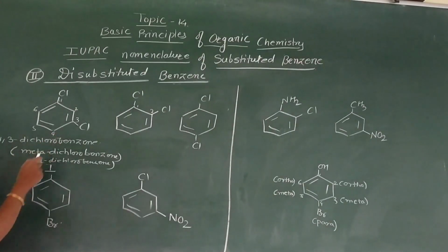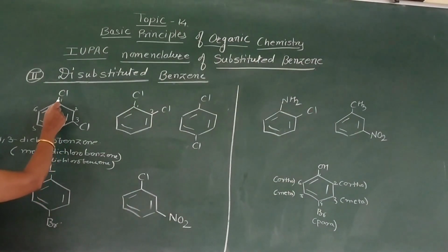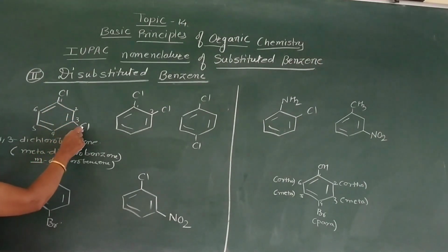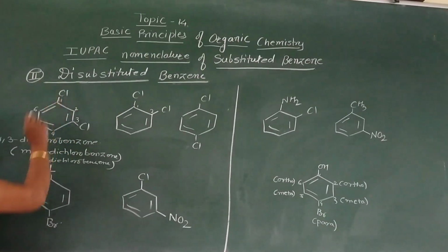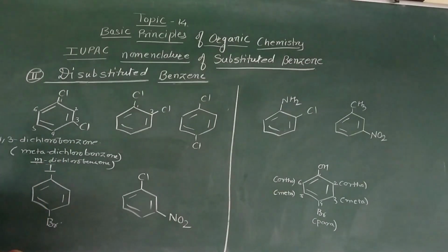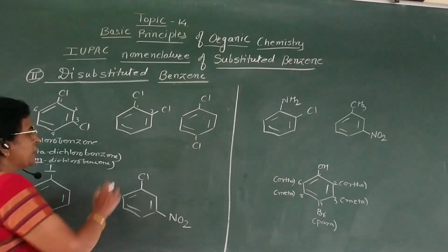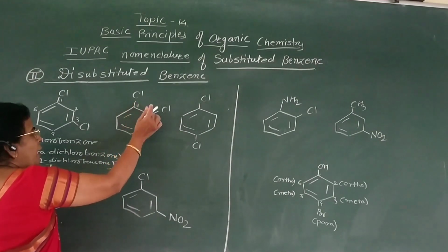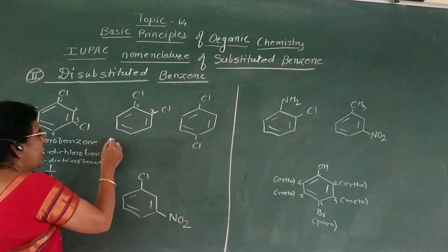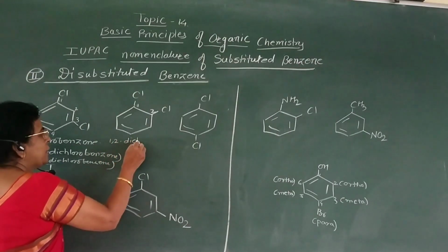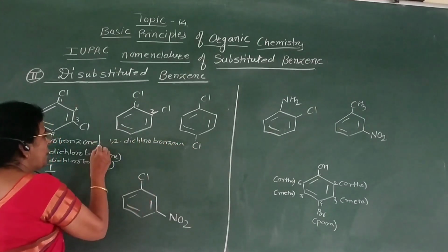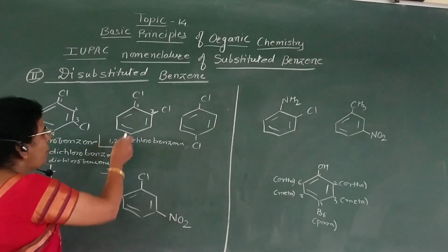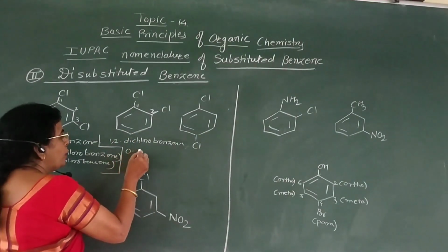Now here why is meta written? Because here if we consider this is 1 number carbon atom, then 1, 2, 3, at meta carbon atom there is chlorine. Therefore it becomes meta dichlorobenzene. Now second example. In this case, if we take this 1 number carbon atom and this is 2 number carbon atom, then it becomes 1,2 dichlorobenzene. This is the IUPAC name, but the common name of this compound is orthodichlorobenzene.